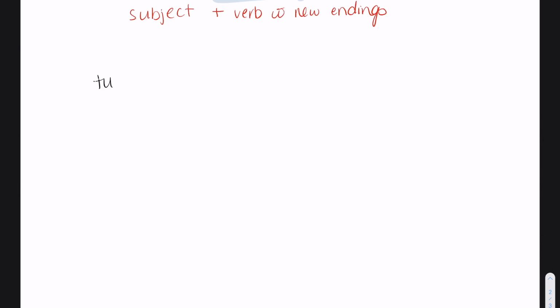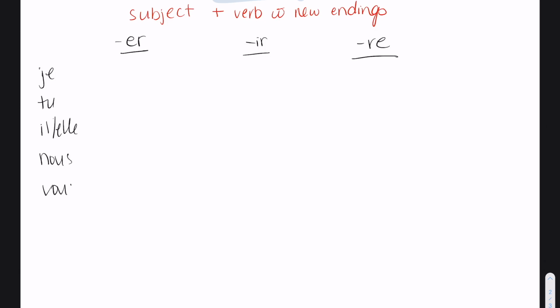What we're going to do is write down our ER endings, IR, and RE. And then on the side here, we'll put our subjects. Je, tu, il/elle, nous, vous, and ils/elles pluriel. Okay? So remember, these endings come in coordination with each of these subjects, okay, for the different verbs that we have. And again, these are regular verb endings, okay?